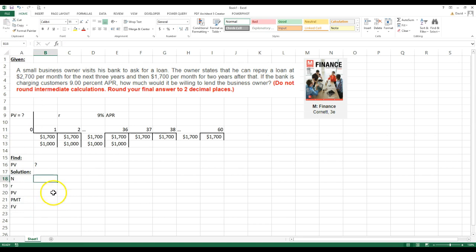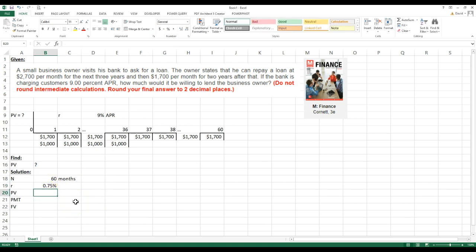Okay, so for the first, for the $1,700 cash flow, the N is equal to 60. So this is 60 months. Now R, this is an annual interest rate, and as you probably know, you can't mix an annual rate with a monthly payment, right? So I'm going to have to say this is equal to 9% divided by 12 to get the monthly interest rate. And I'm going to go ahead and format that as percent and take it out a couple places. So that's 0.75% per month.